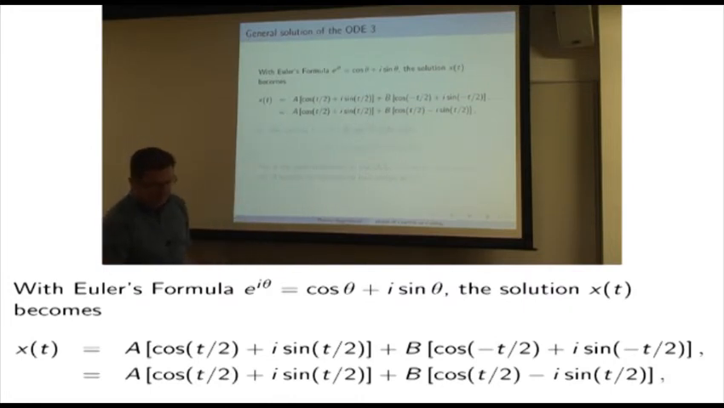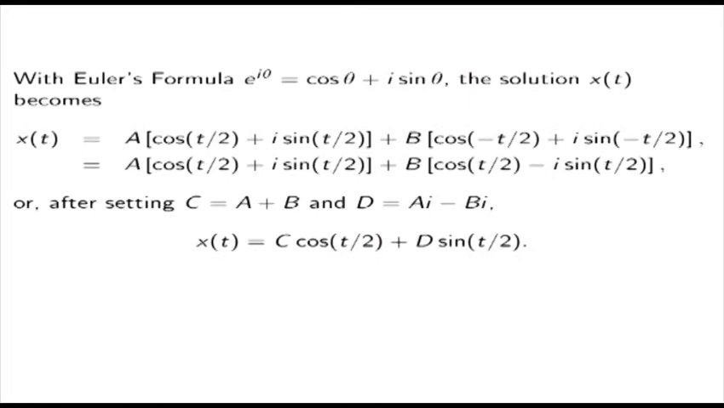So now I simply introduce some new parameters, which I call C and D. I set C as A plus B, and D as Ai minus Bi. And then you see all the terms cancel, and I end up with a very nice looking form for my function x of t, which is c times cos t over 2 plus d times sine t over 2.